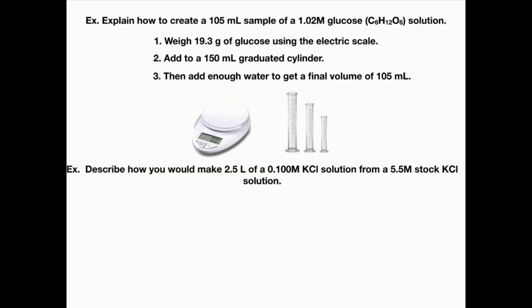What about if I'm just diluting a solution? Here, we went through the math of this, but I have a 5.5 molar stock solution. I want to create a 2.5 liter solution that has a concentration of 0.100 molar. So after using M1V1 equals M2V2, we determined that I want 45 mL of my stock solution. So how do I measure 45 mL?